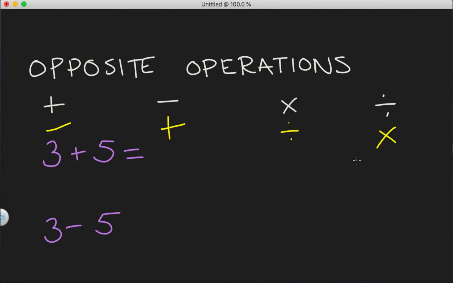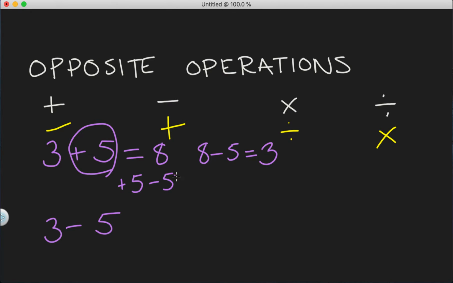If you take an operation and its opposite, you should end up back at 0. What I mean by that is 3 plus 5 is equal to 8. And then if we reverse that, we start with the 8. We take the opposite of plus 5, that is minus 5, and we end up back at the beginning. If we take a plus 5 and a minus 5, we end up back at 0.